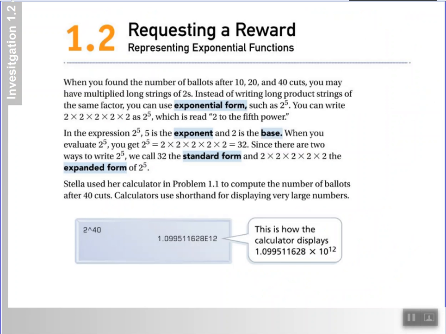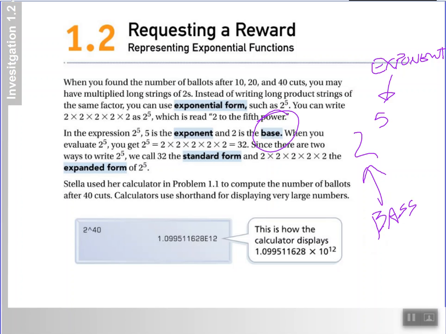All right, so requesting a reward, we already talked about that. The only vocabulary word we haven't talked about is base. So if I have 2 to the 5th, the 5th is called an exponent. The 2 is called a base. That's base, or base. Wrong kind of base. Okay. So if I have this number, what number is the base?